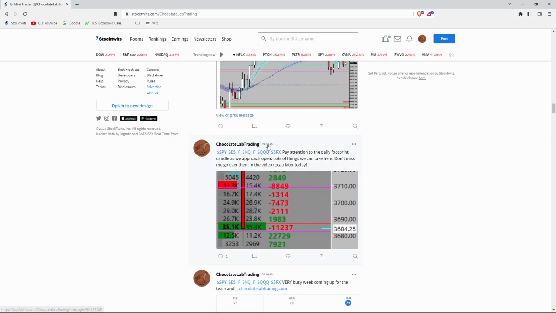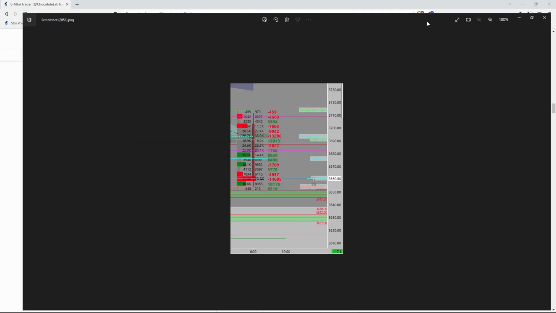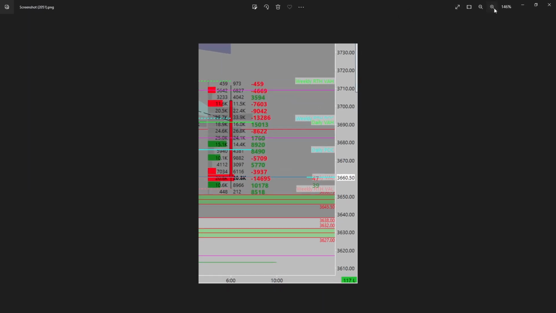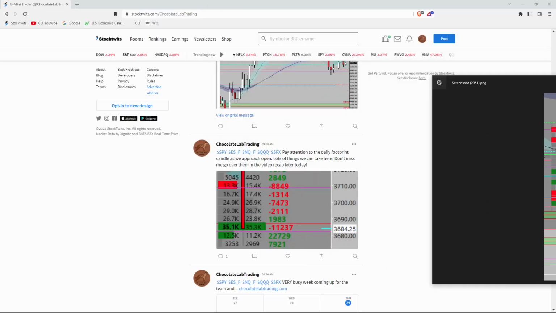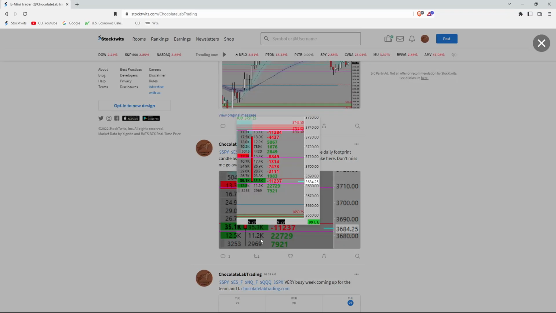Alright, so now we are about 20 minutes out from open. Pay attention to the daily footprint candle as we approach open. Lots of things we could take here. What are we looking at? So here is the daily footprint coming into... Oh, this is the 4-hour. Alright, let's look at the daily here. What can we see?